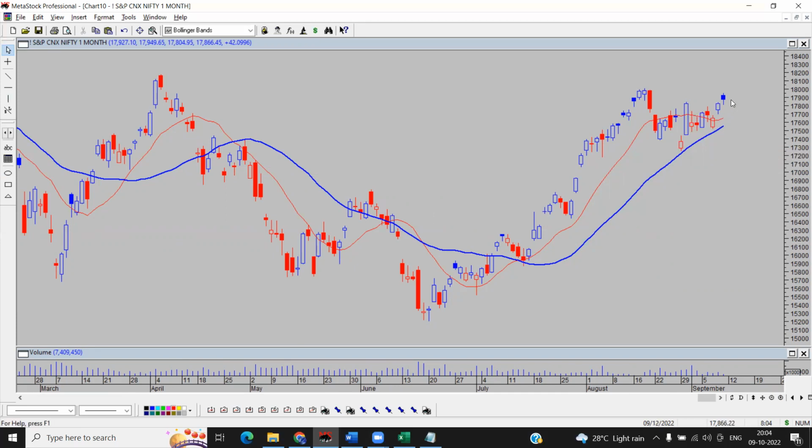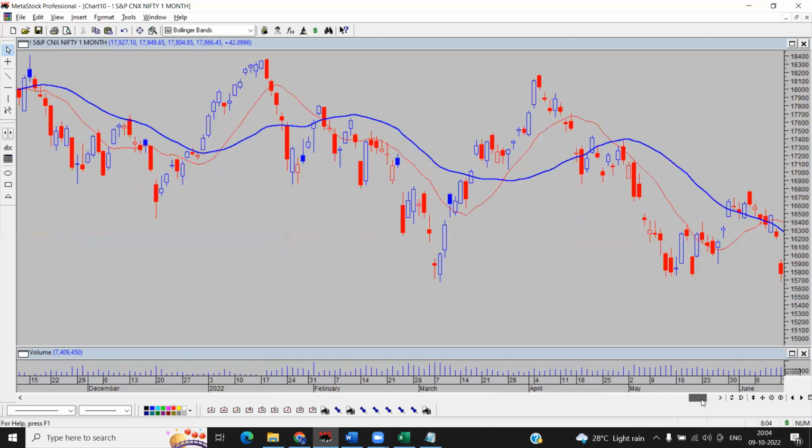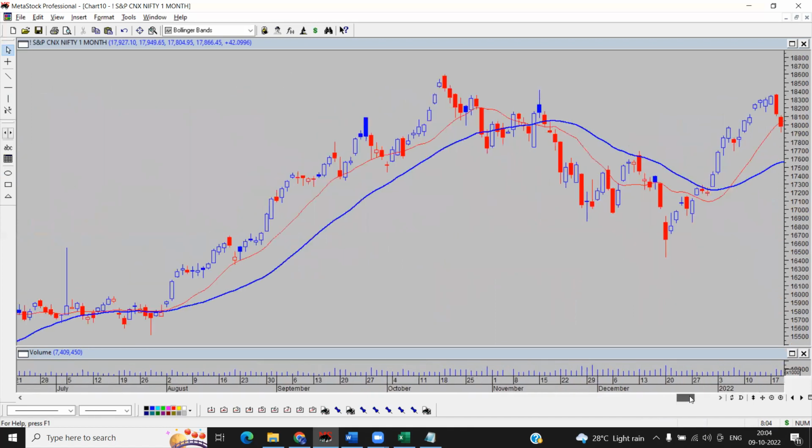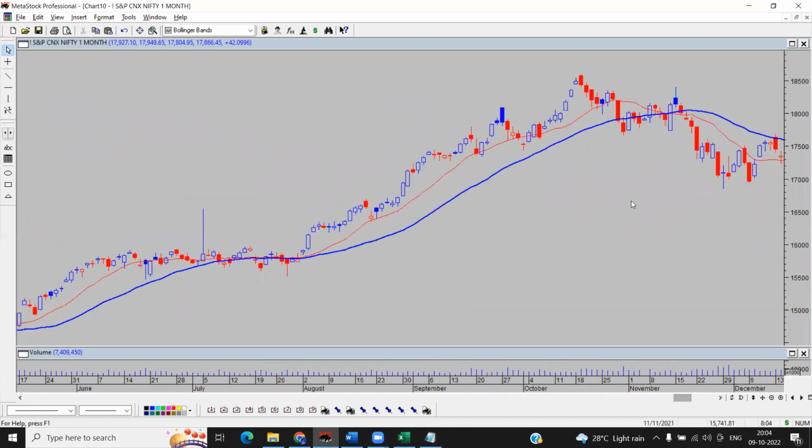So here too, whenever such a thing happens, you can expect the move to be quite fast in nature. So here, there is an indication. Let's see when this happened earlier. This was it, see. Just watch here. The move was quite fast in nature.